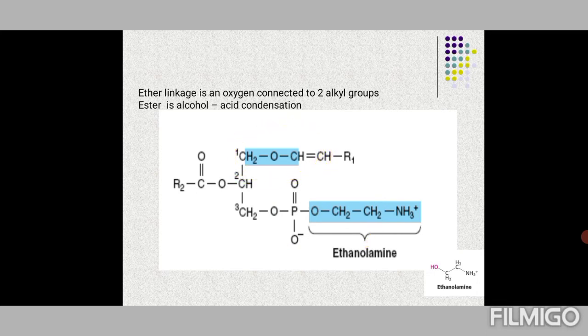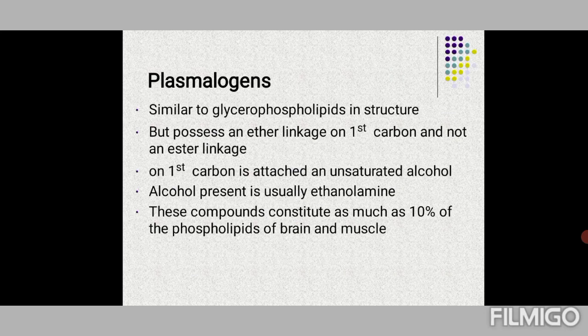Now, an ether linkage is an oxygen connected to two alkyl groups. So that's what makes it different. The structure of plasmalogen is unique because of this ether linkage. It is similar to glycerophospholipid in structure, but possesses an ether linkage on the first carbon. So these compounds constitute as much as 10% of the phospholipids of brain and muscles. So that is an important point to be remembered.